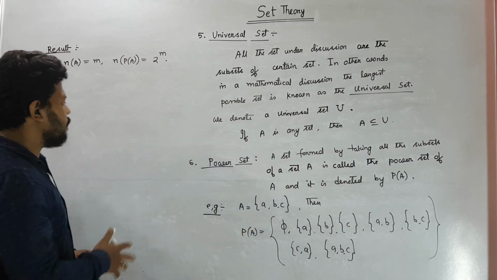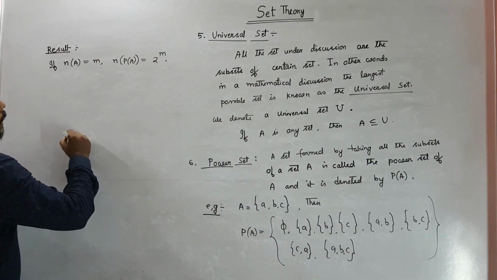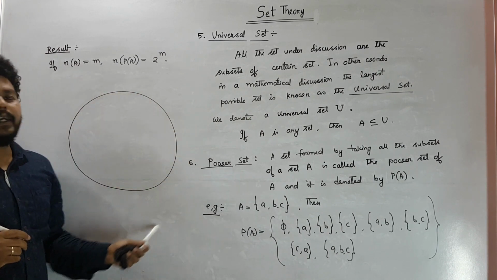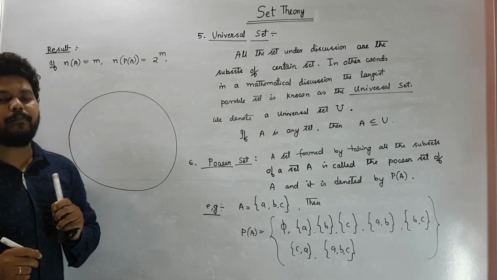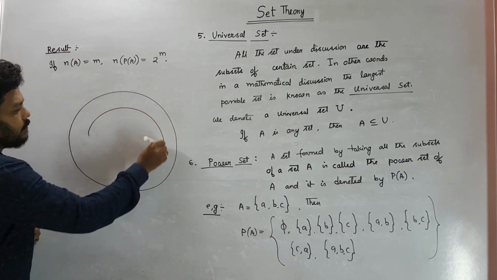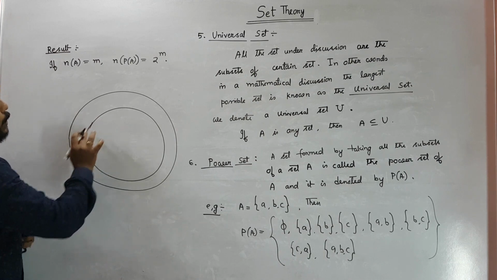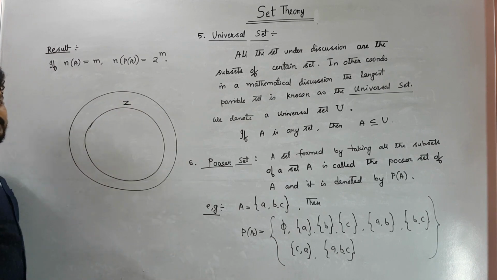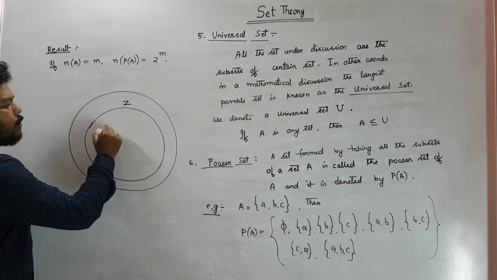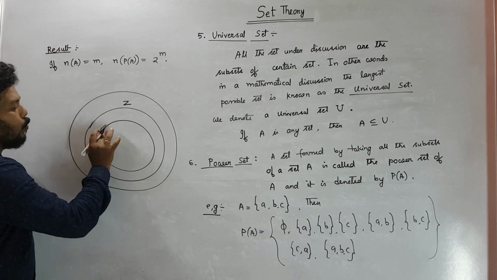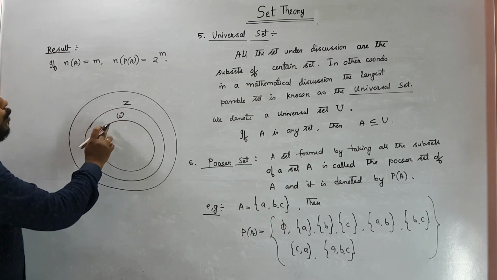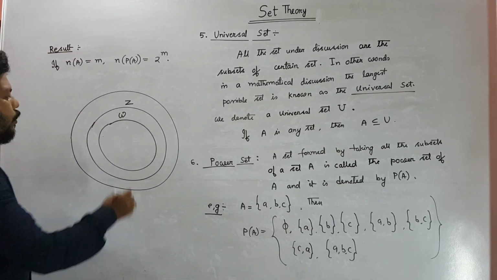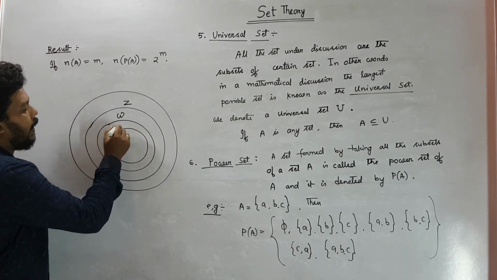For example, this is your Venn diagram. This circle denotes the set of all real numbers. Now, this is the set of all integers Z. This is the set of all whole numbers. What is a whole number? Whole numbers start from 0, 1, 2, 3, etc. And this is your natural numbers N.